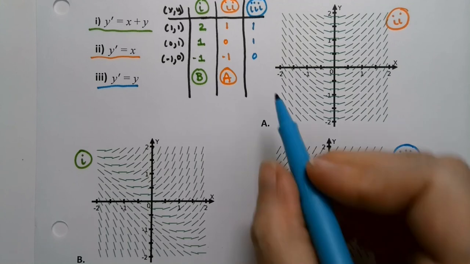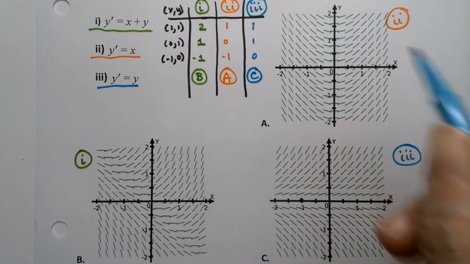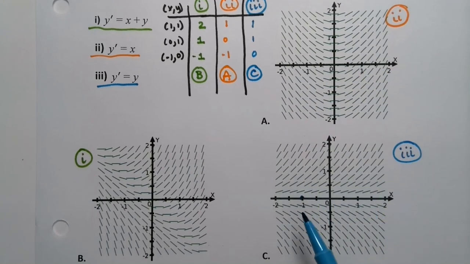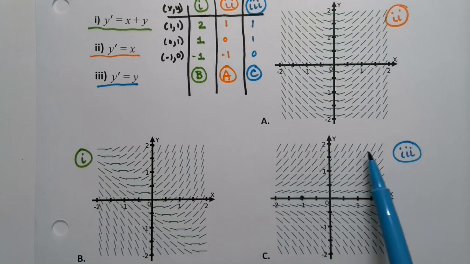If you look at this graph, so this is graph C, notice what's happening. At 0, it's flat. Look right there. At y is equal to, say, a quarter, all those slopes are a quarter. At y is equal to a half, all those slopes are a half. At y is equal to 1, all those slopes are 1. 2, all those slopes are 2. Right? This is the one where it's equal to y, because those slopes are equal to those y values.